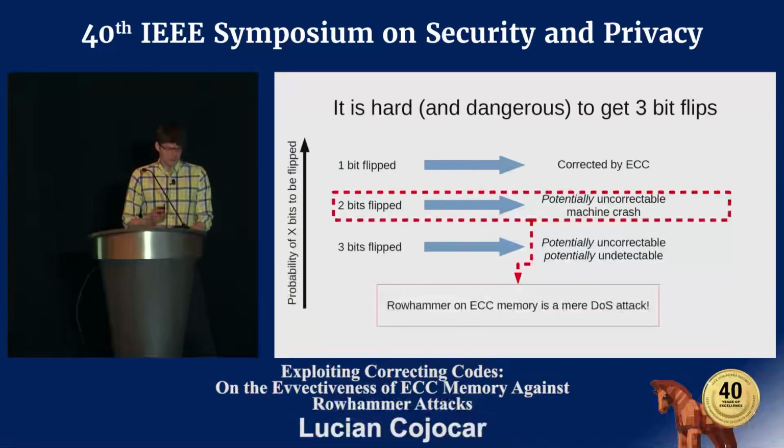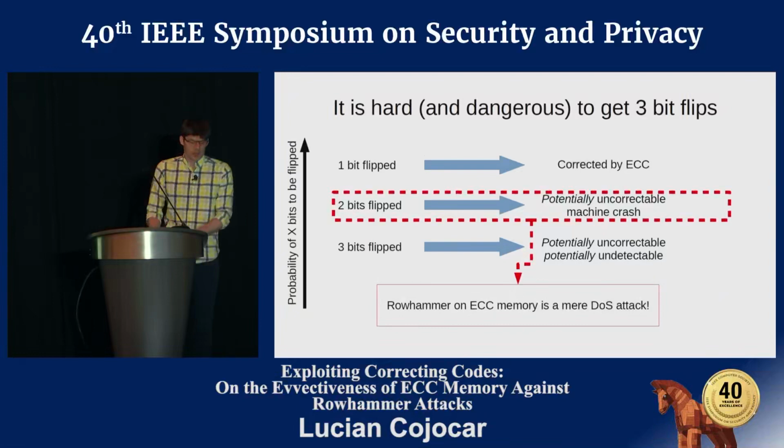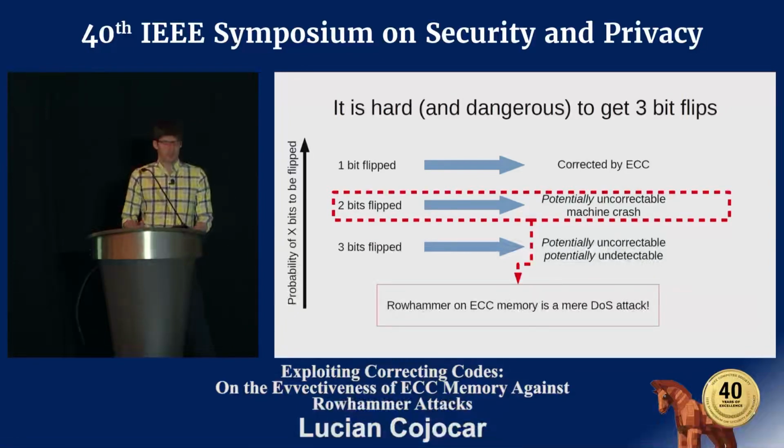If 2 bits are flipping, then the machine will crash. And actually, this is just a denial of service attack. And to date, this is the state of the art. So we kind of know that Rowhammer on ECC memory will cause a denial of service attack.